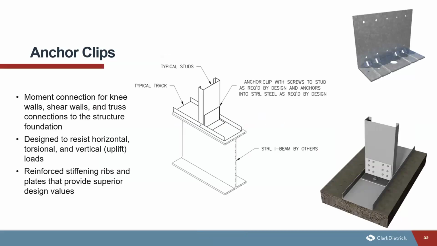Now looking next at anchor clips, these are typically used as moment connections for knee walls, shear walls, and truss connections. They're going to be designed to resist horizontal, torsional, and vertical uplift loads. And as you can see on the slide here, this clip that is at the top right-hand corner has those reinforced stiffening ribs and plates that are going to provide superior design values. So it's all going to depend on what you're actually needing in the load conditions, and that's going to help determine what connector can be used.